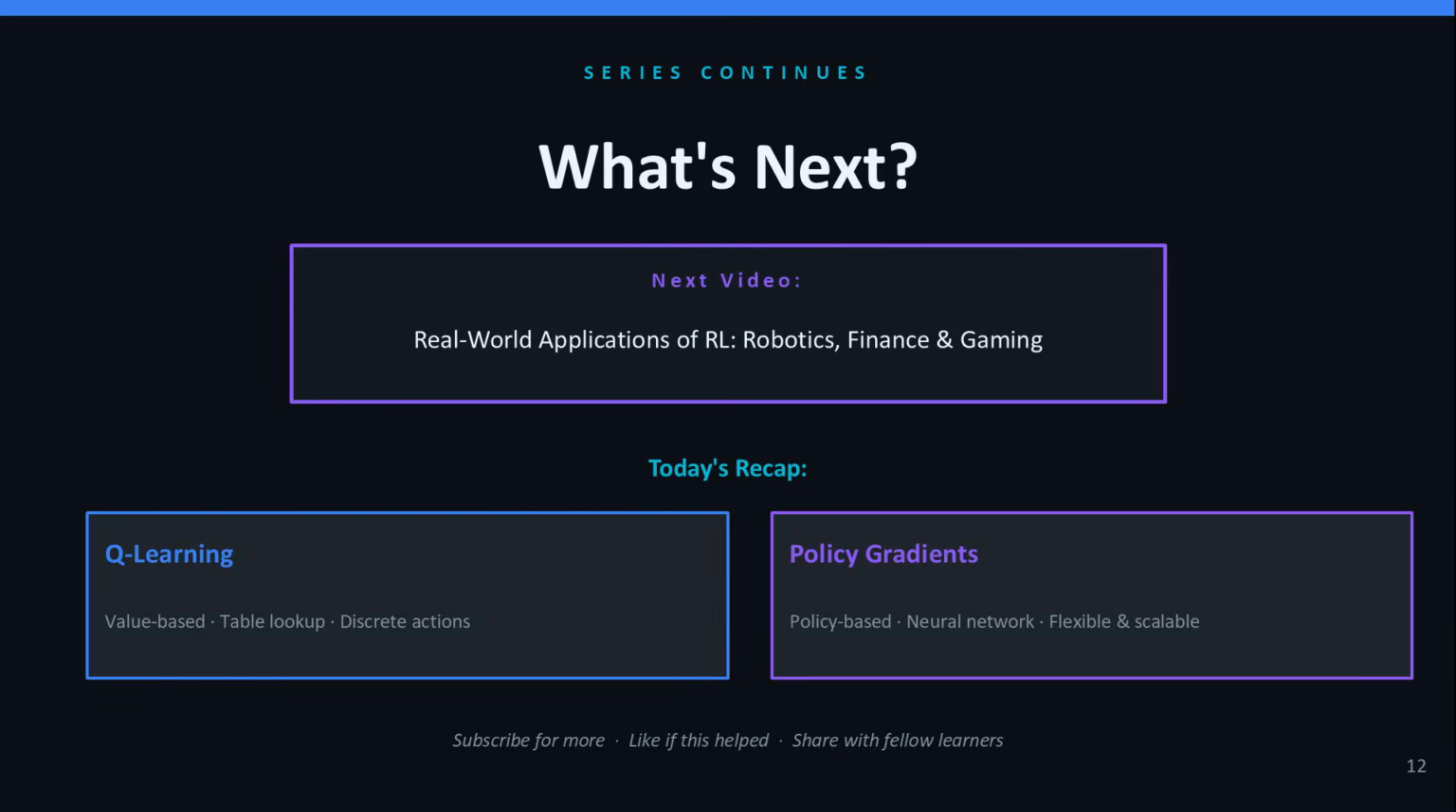That's it for today. We learned Q-learning, which is value-based and simple, and policy gradients, which is flexible and scalable. In the next video, let us explore real-world applications in more detail.